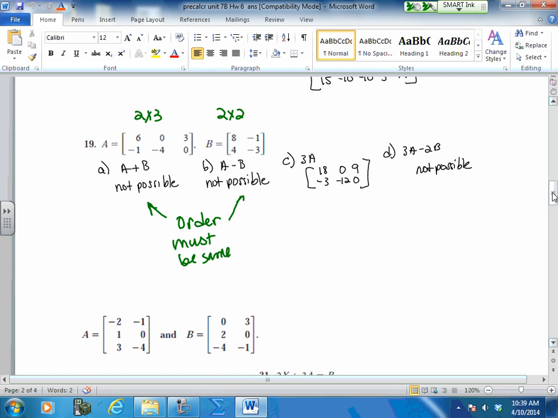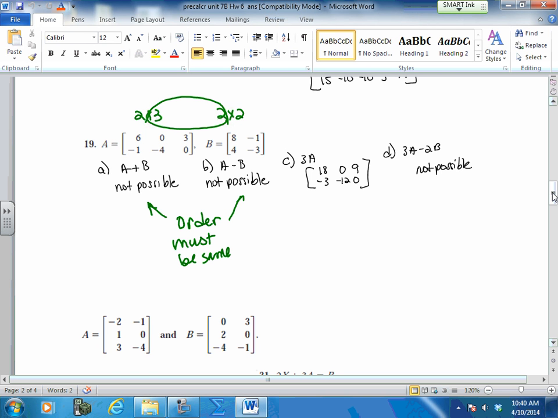Scalar, you can multiply any matrix by a number. That's fine. And again, we can't subtract because they have to be the same. Could we have multiplied these? If this is a 2 by 3 and this is a 2 by 2, could we have multiplied them? Nope, couldn't multiply them either. Good.